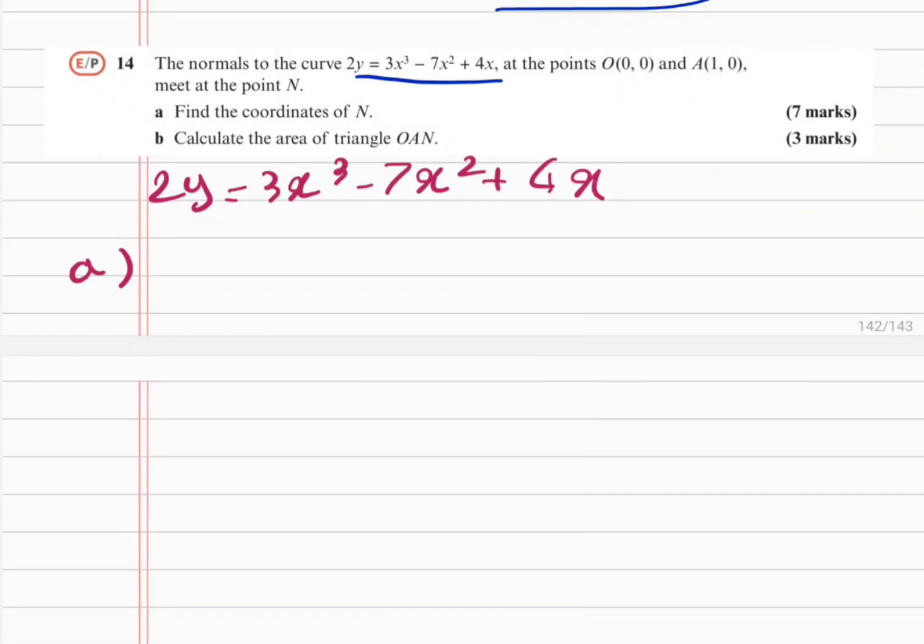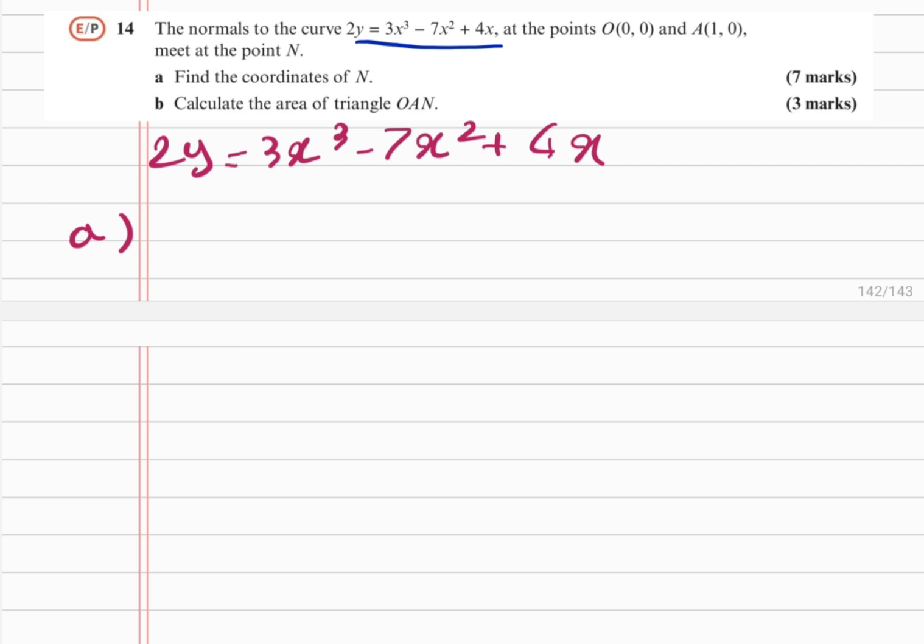Hi everyone, this video is on the mixed exercise 12 question 14. We have the curve with the following equation, and the normals to the curve at the points O and A meet at the point N. We want to find the coordinates of point N. Remember that N is the point of intersection of the two normals.